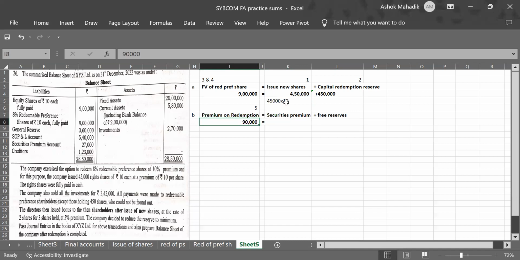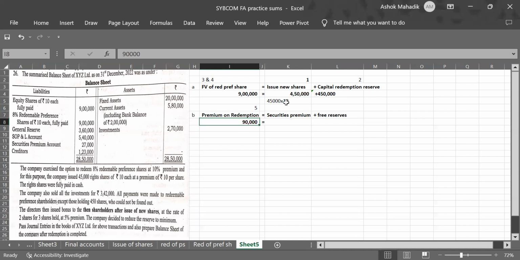The company also sold all the investments for 3,42,000. Okay. So we had investment worth rupees 2,70,000. We can see in the balance sheet, and they are sold at a profit to surplus. Okay, profit. All payments were made to redeem preference shareholders except those holding 450 shares who could not be found out. So while paying preference shareholders, we have to reduce our payment by this much amount, 450 into amount payable, okay, per share.